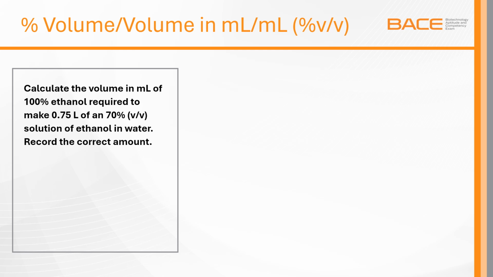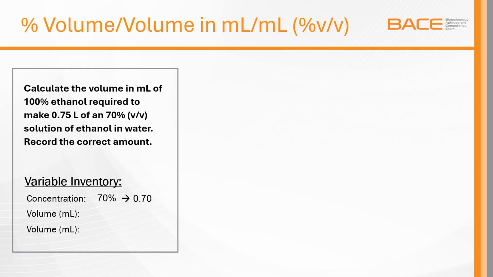Similarly, we can work out a percent volume/volume problem. What is the volume in milliliters required to make 750 milliliters, or 0.75 liters, of a 70% volume/volume solution of ethanol in water? Do not be confused by the 100% here. It means we are using a pure liquid solute, in this case 100% ethanol. To prepare a final concentration of 70%, we write it as 0.70.